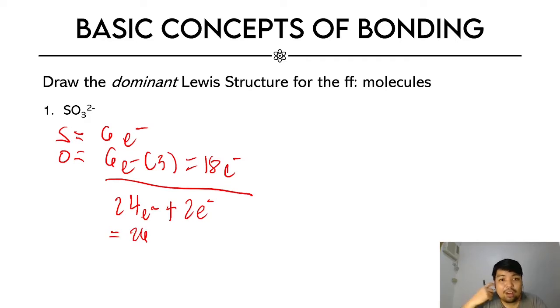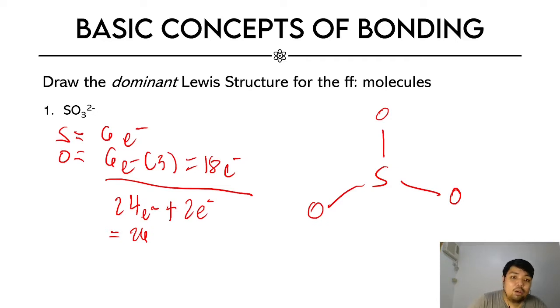Then we first identify our central atom. So obviously, sulfur is the odd one out. So si sulfur yung ating central atom. Tapos, we draw lines connecting it to the oxygen atoms. So diretsahin ko na. So ganyan yung mangyayari. So we have 3 oxygen atoms. We have formed 3 bonds.